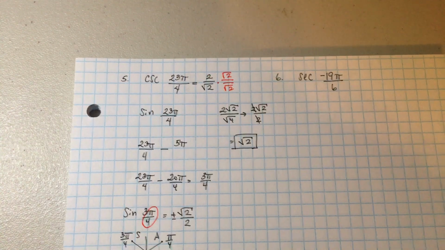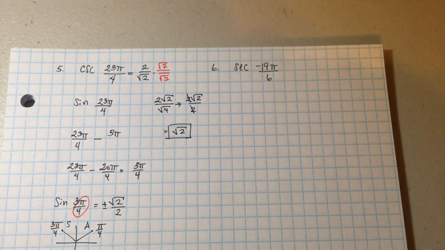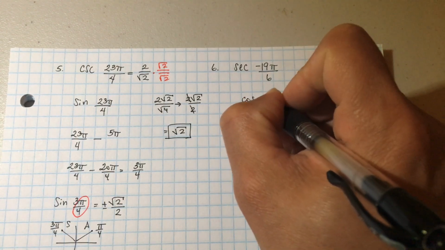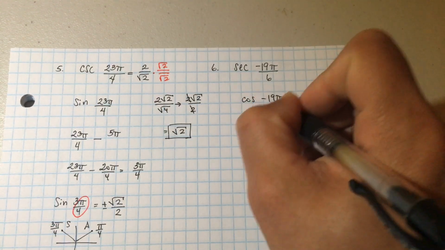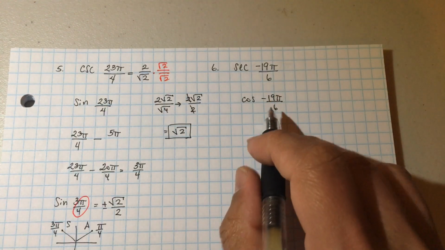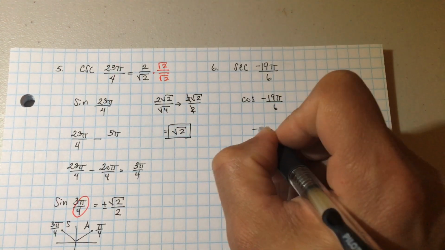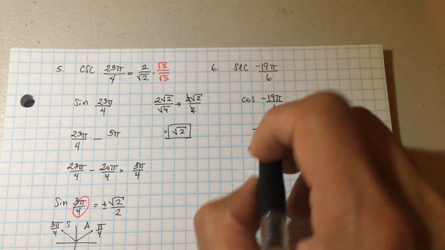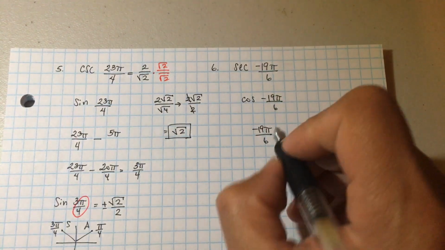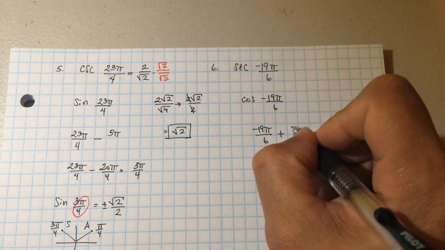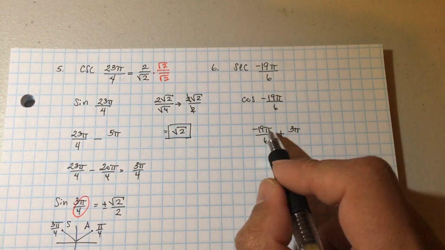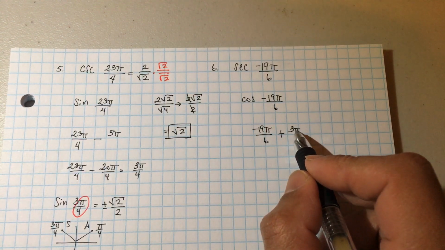Okay, let's do another one. Secant, the reciprocal trig ratio of cosine. Cosine of negative 19 pi over 6. How many times does 6 go into 19? Was that 3 times? Remember, we're going to add it. We want to make it into a positive. Let's say I do 3. 6 times 3 is 18. Negative 19 plus 18 is negative 1.